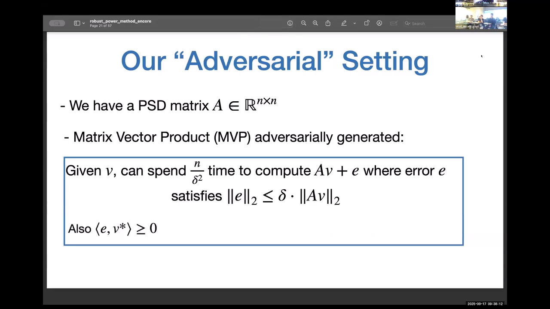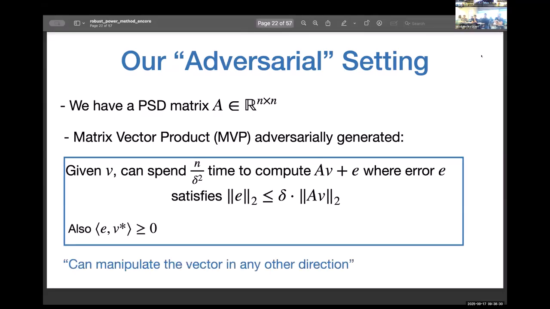But it turns out in our setting, we could also guarantee something nice. If I assume v star is a unique top eigenvector, it was also true that the inner product of the error and the top eigenvector was always non-negative. What that intuitively means is that the adversary can manipulate the error in every other direction, but they cannot touch the top direction. So it preserves some notion of progress. Okay, so this was our adversarial model.